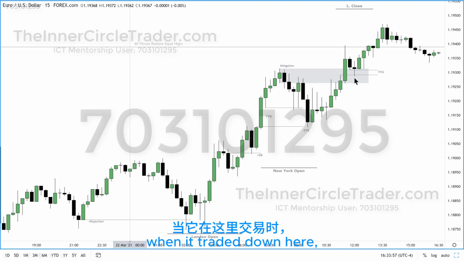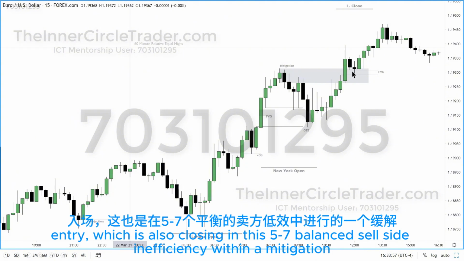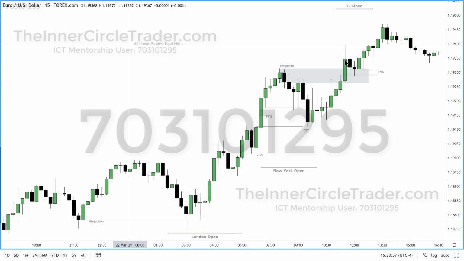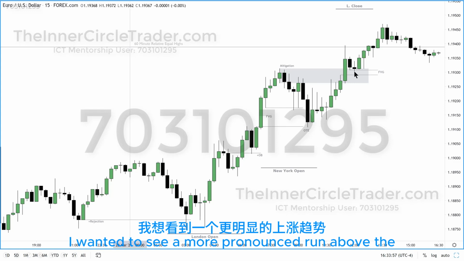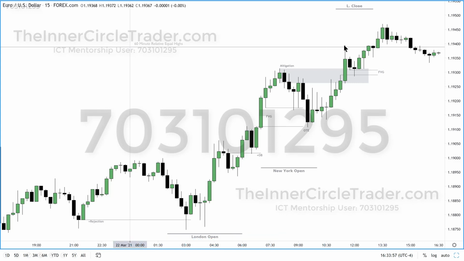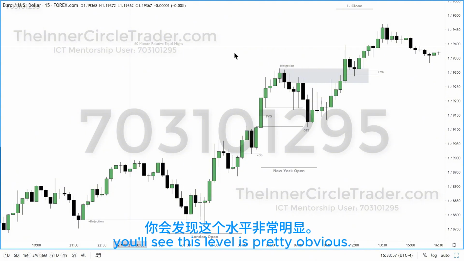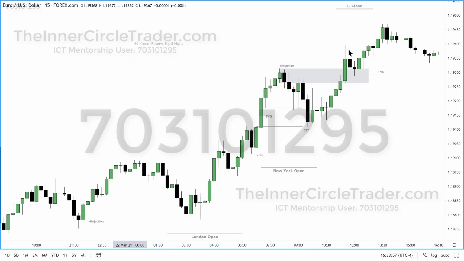So when it traded down here, I was going long with the premise that was optimal trade entry, which is also closing in this buy side unbalanced, sell side inefficiency within a mitigation block and closing the fair value gap shown here on the 15-minute time frame. And I wanted to see a more pronounced run above the relative equal highs. If you look at your 60-minute chart, you'll see this level. It's pretty obvious. You can't miss it. And I actually had it highlighted in the weekend commentary.